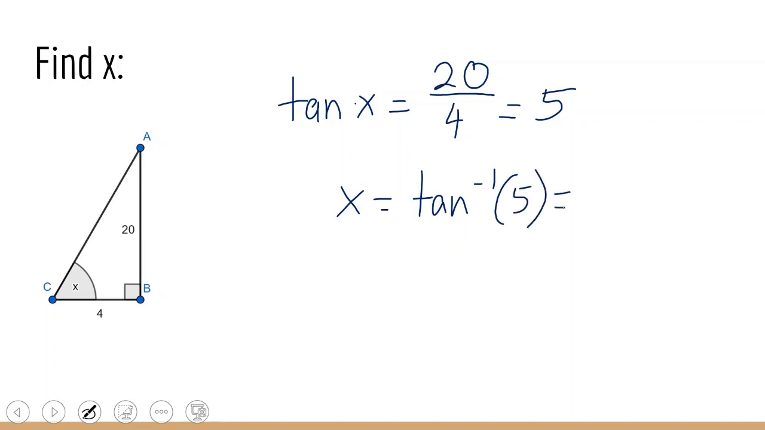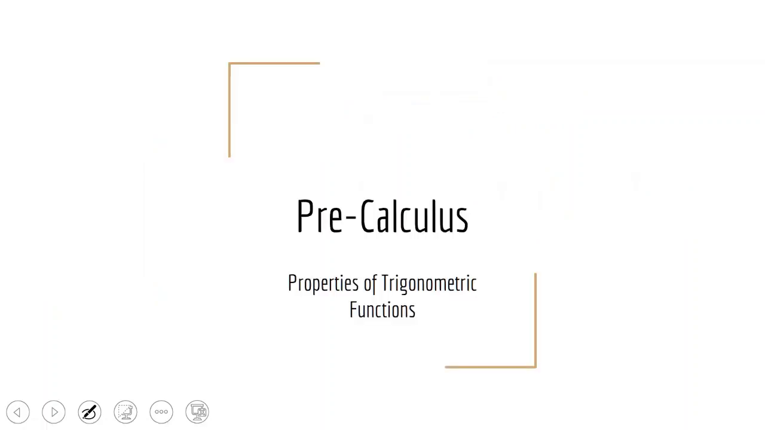If I plug that into my calculator, I would get 1.373 radians. And that's it. We were able to find the missing angle using the inverse trig function. And so that wraps up this video for the properties of trig functions.